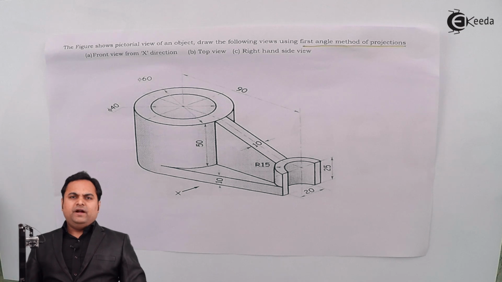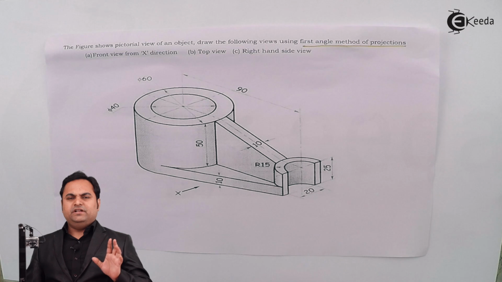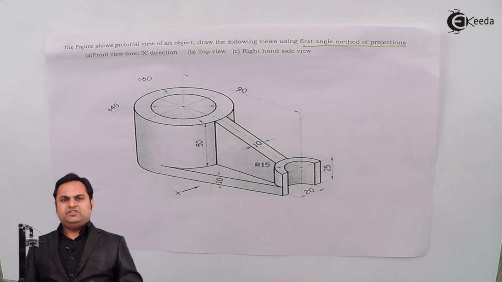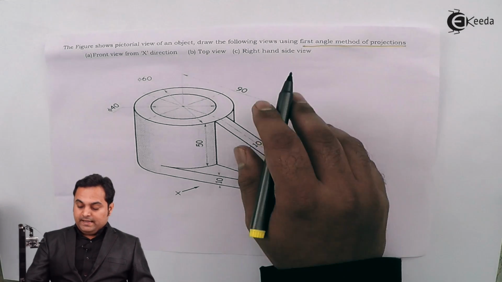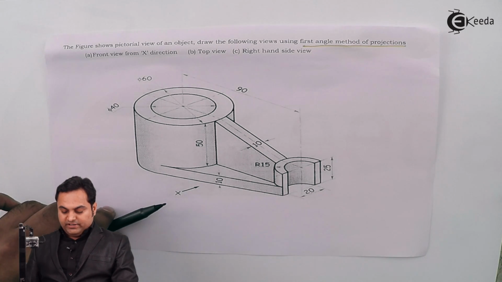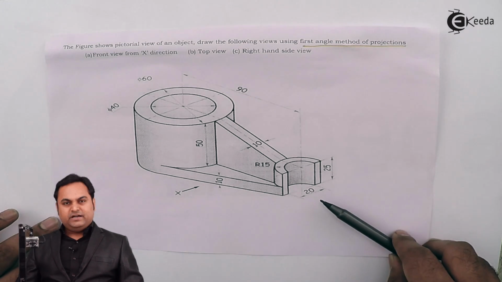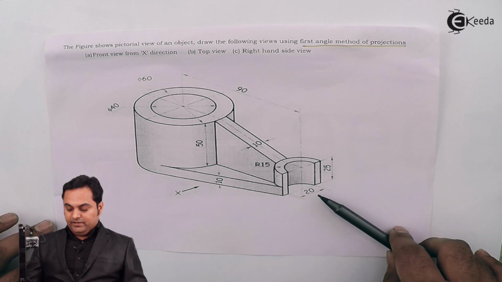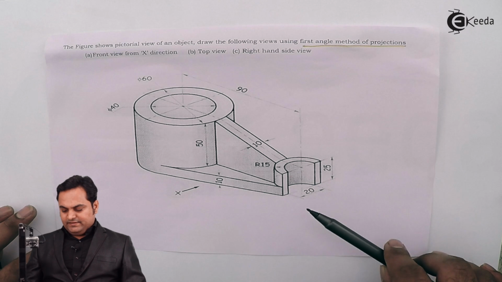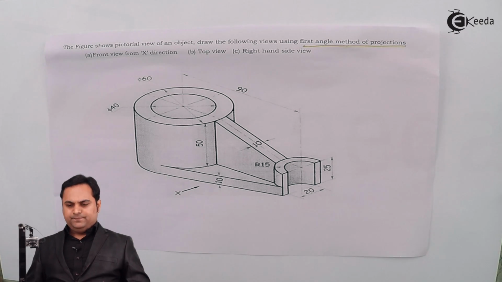If we have to draw by first angle method of projection, then front view will be in VP, that is the vertical plane, top view will be in HP, horizontal plane, and then we have to draw the right hand side view. If we are looking into arrow X, that gives us the front view. When we are looking at the object from the right hand side, that will be the right hand side view, and by first angle method of projection it will be drawn on the left hand side.